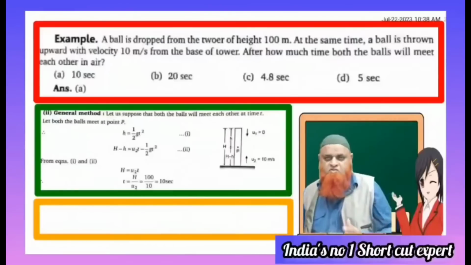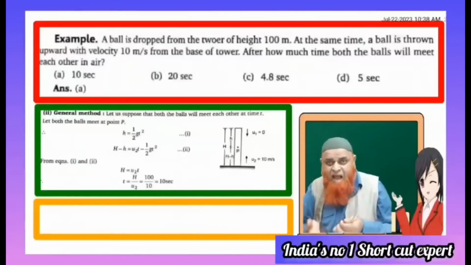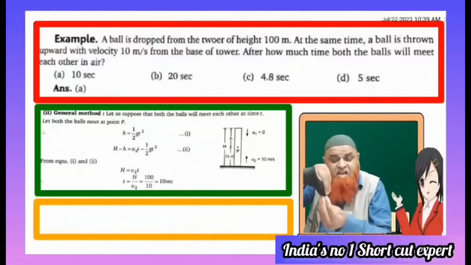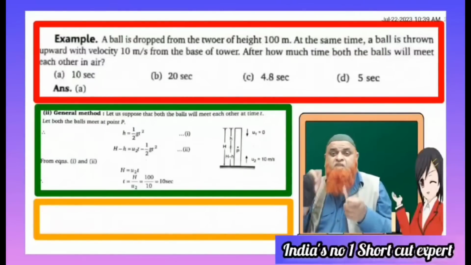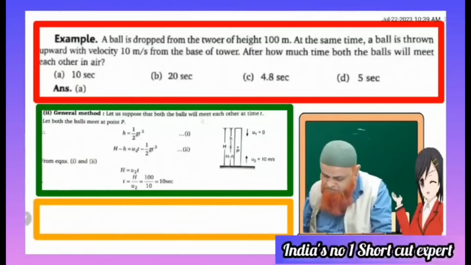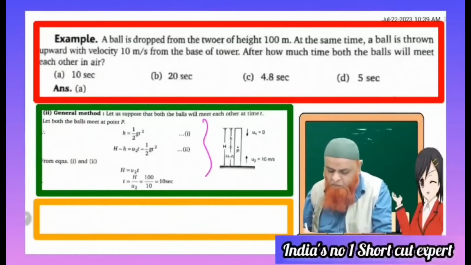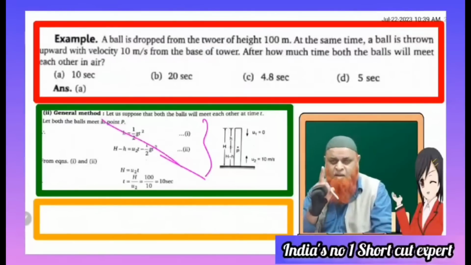Your answer is that. My dear students, whenever problems come of this type, where a ball is dropped from the top and another ball is projected upwards, and you are asked where they are going to meet and when they are going to meet, then when it asks when they are going to meet, you have to apply a single step formula. You don't need to apply all the other things which are given here.